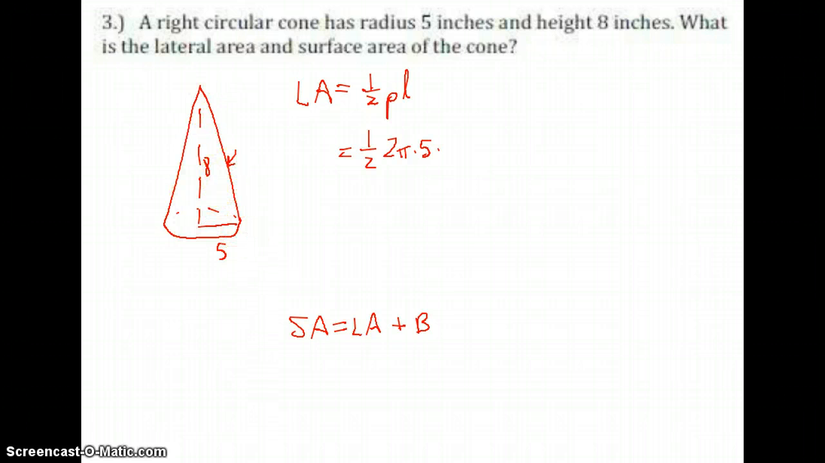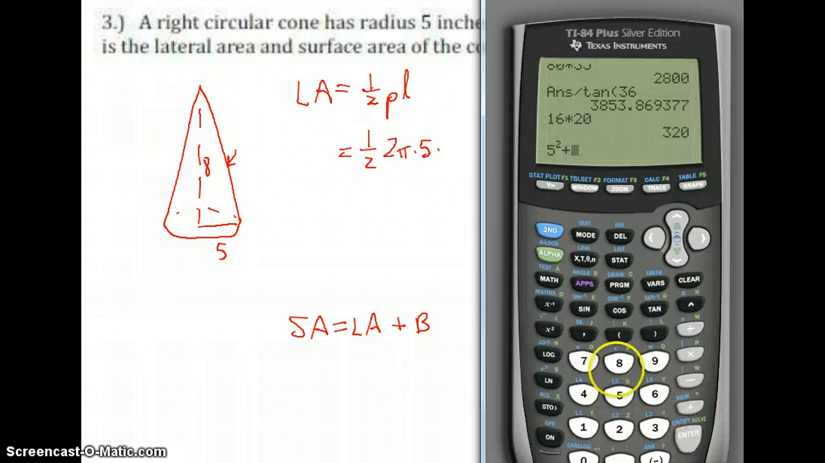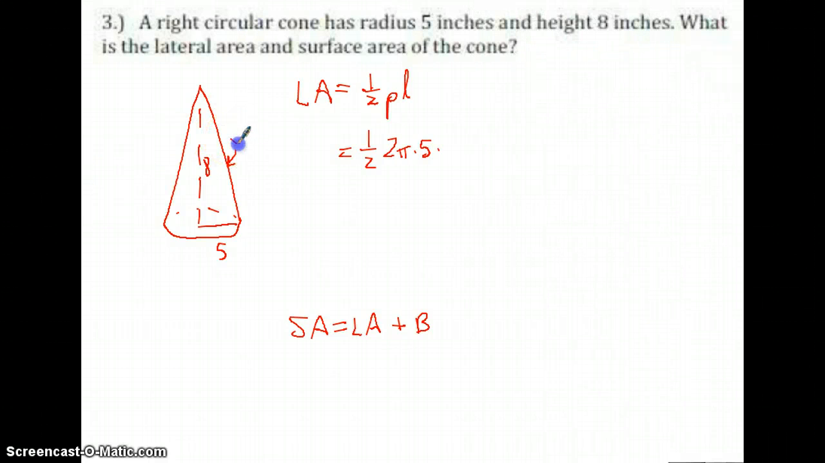I don't think that's a nice Pythagorean triangle, is it? 5 squared, seems like it ought to be, but it's not. Plus 8 squared is 89. 289 has a nice square root, but 89 doesn't. Square root of 89 is yucky. It is the square root of 89.